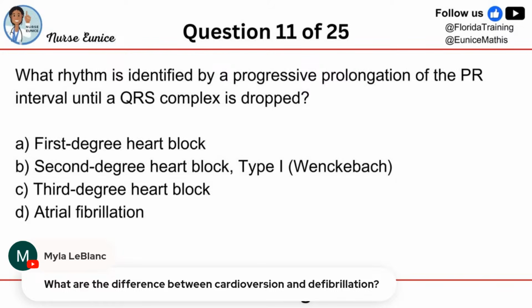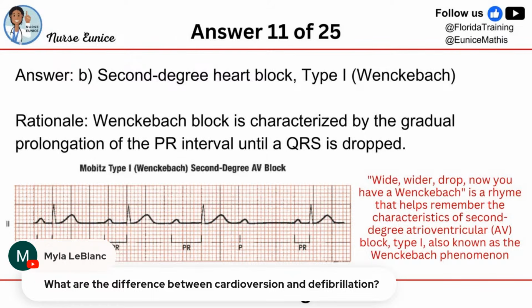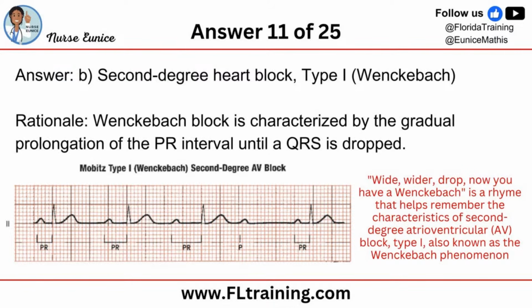I see A, B, C. I see some more A's. And I want you to write a note because if we are dropping QRS complexes, it's not A. If we're dropping QRS complexes, it is going to be B. So the correct response is going to be second degree heart block type 1. And the rationale is Winky Bach. The Winky Bach block is characterized by the gradual prolongation of the PR interval until a QRS complex is dropped.